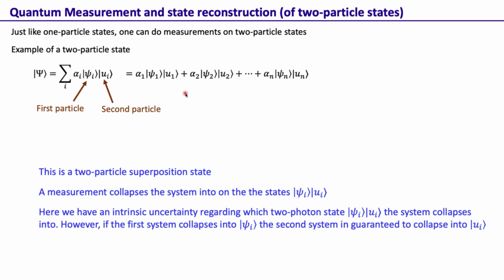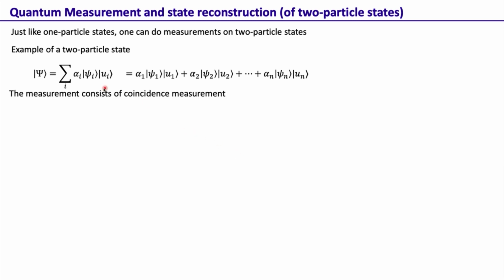But one thing is very clear here: if the first system collapses into psi i, let's say psi 2, then the second system is guaranteed to be with u2. So the index corresponding to first or second system has to be the same. Of course there's an intrinsic uncertainty as to which two particle state we will find in a given measurement. But if we find that the first particle is psi i, then the second one is guaranteed to be u i. That is what we get from the structure of the two particle state over here.